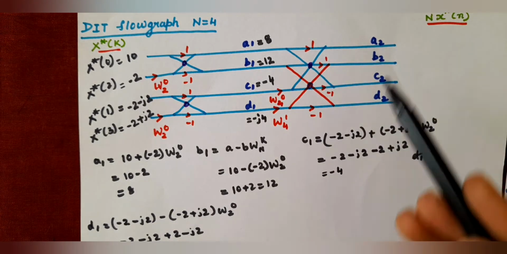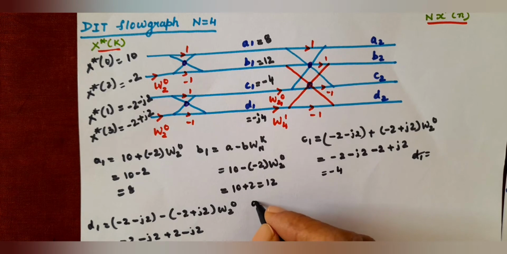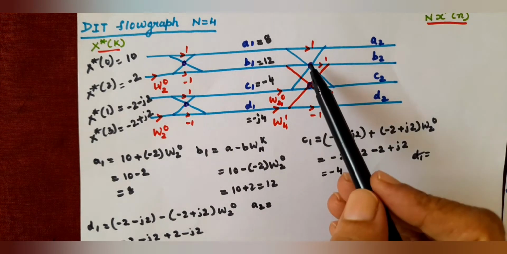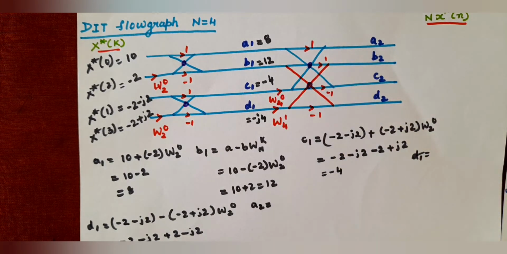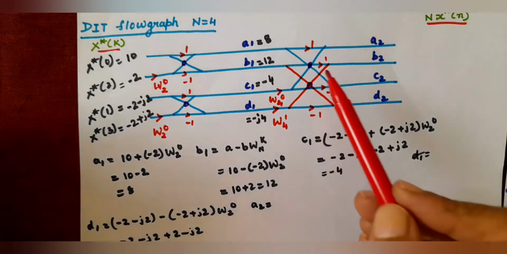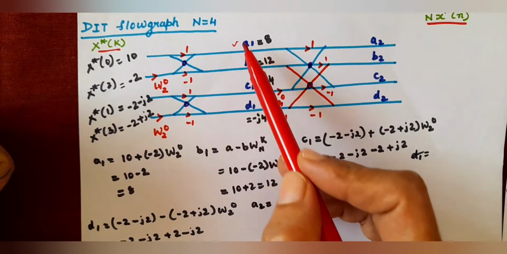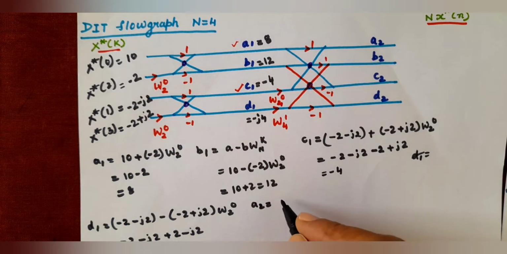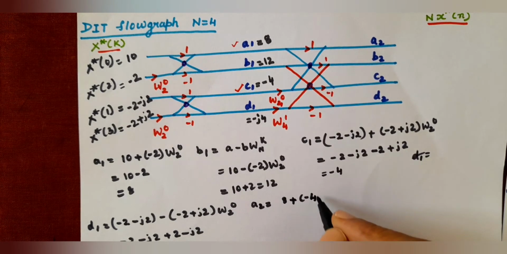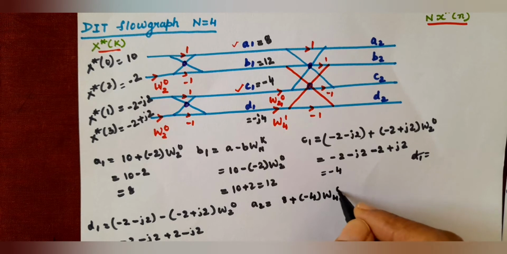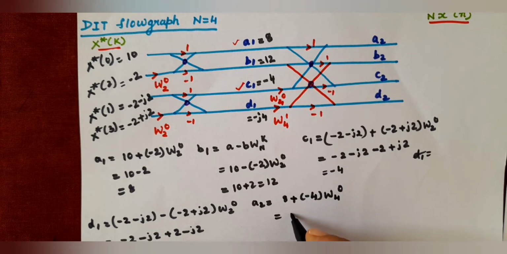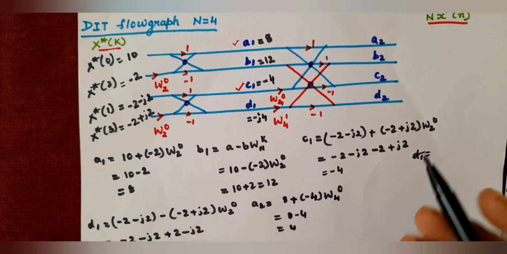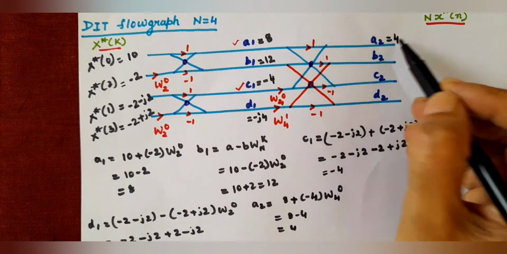So let us calculate what is A2 now. What is A2? For computing A2, we have to take the inputs now. For this blue butterfly, the inputs are A1 and C1. So A1 and C1, what it will be? 8 plus minus 4 W4 to the power of 0. So it is 8 minus 4 is equal to 4. So A2 value is coming to be as 4.